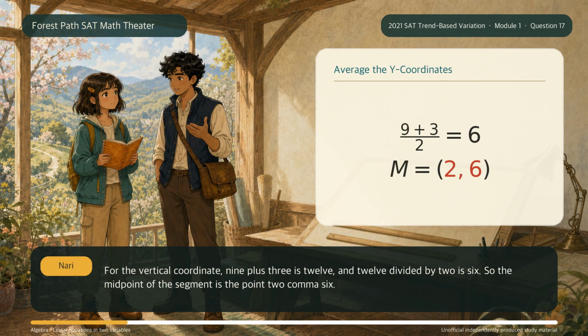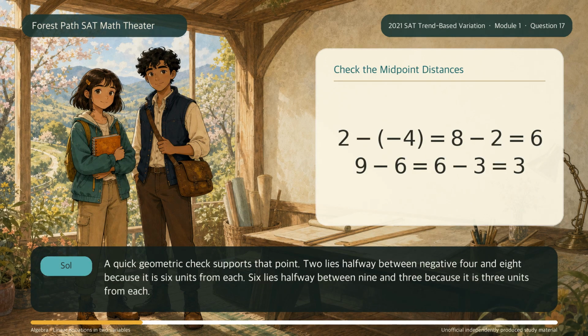For the vertical coordinate, 9 plus 3 is 12, and 12 divided by 2 is 6. So the midpoint of the segment is the point 2, 6. A quick geometric check supports that point. 2 lies halfway between -4 and 8 because it is 6 units from each. 6 lies halfway between 9 and 3 because it is 3 units from each.